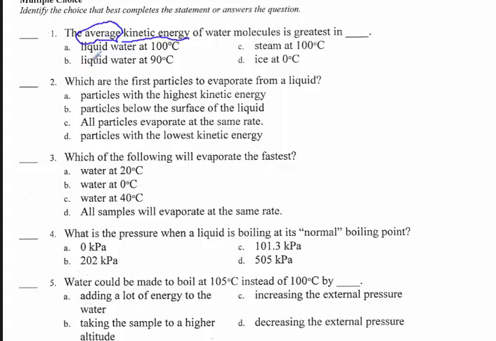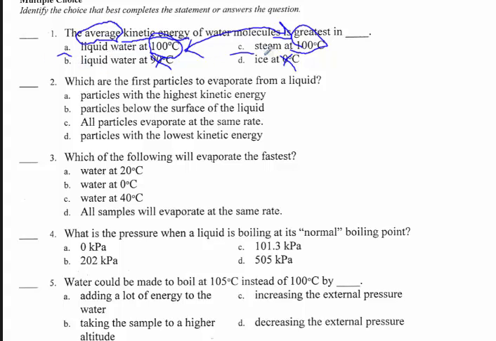First of all, you can eliminate water at 90 degrees C, which obviously has slower motion than 100, and of course ice is very cold, low kinetic energy. But the problem would be these two here. If it's at 100 degrees C and 100 degrees C, that means they have the same average kinetic energy, even though one is steam and one is water. So this one unfortunately could have two answers.